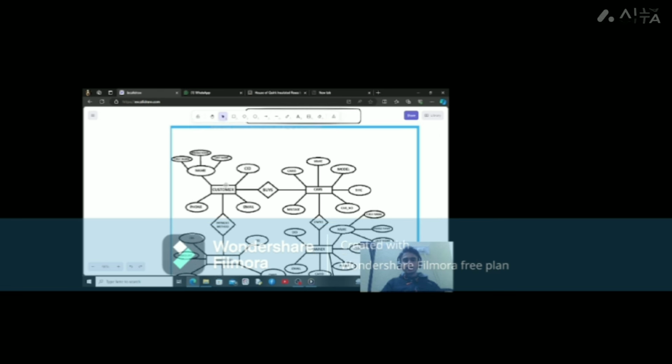So the first entity is customer. In customer it contains CID, that is the customer ID, and the name, which can include first name, middle name, and last name. Customer mobile number, customer email ID for further requirements.